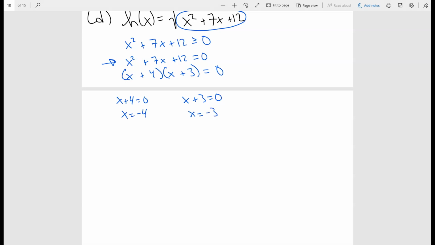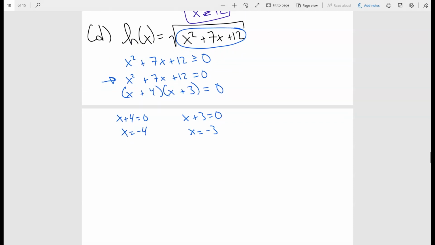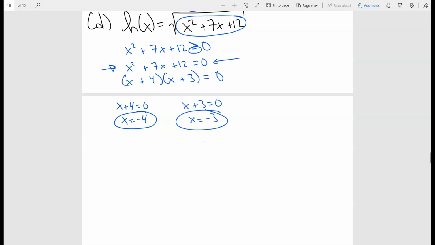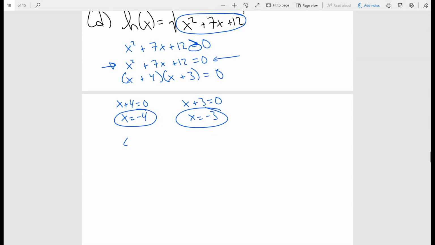Okay, now one of the things that we have to be very careful with is that we know these are the values that give me 0. So we already figured out when it's going to give me 0, but I don't know when it's going to be greater than 0. So you have to check. If I were to draw a number line, and here is negative 4, and here is negative 3, we know that these are included because they're going to be 0 there. Now, what about the other intervals?